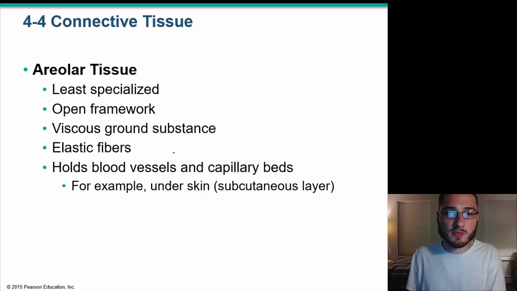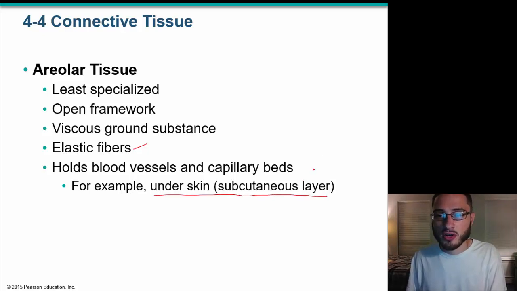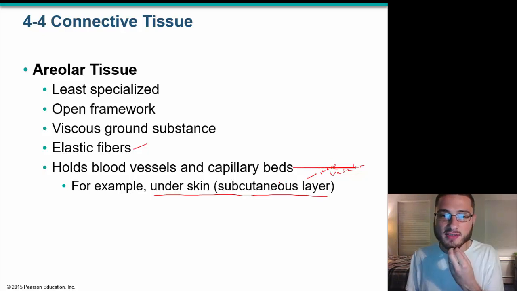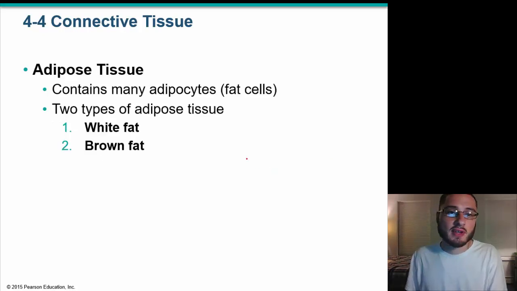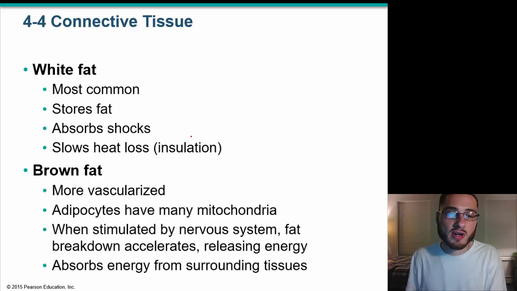Areolar tissue, least specialized. A lot of elastic fibers hold blood vessels and capillary beds. For example, under the skin, the subcutaneous layer, where it is more vascular, is going to connect that subcutaneous layer to your blood vessels. Adipose tissue, different types of fat. There's white fat and there is brown fat. White fat's more common, but brown fat is more vascularized, has more vessels to it.